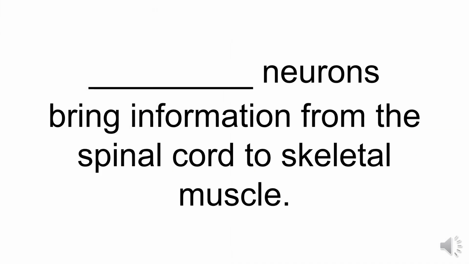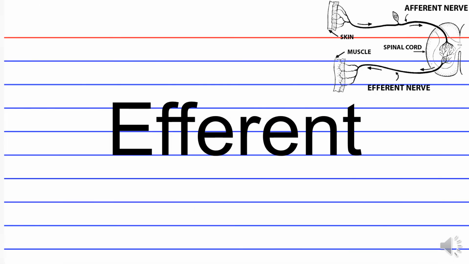Blank neurons bring information from the spinal cord to the skeletal muscle. So what type of neurons bring information from the spinal cord to skeletal muscle? Again, that's the efferent neuron. Okay?